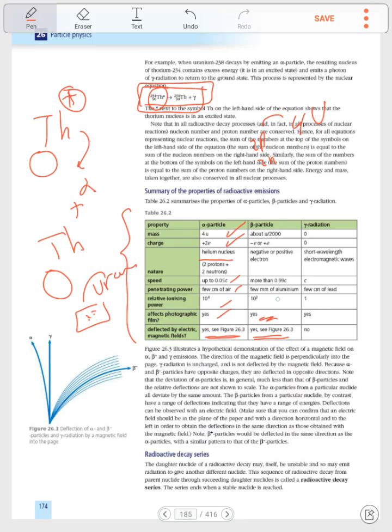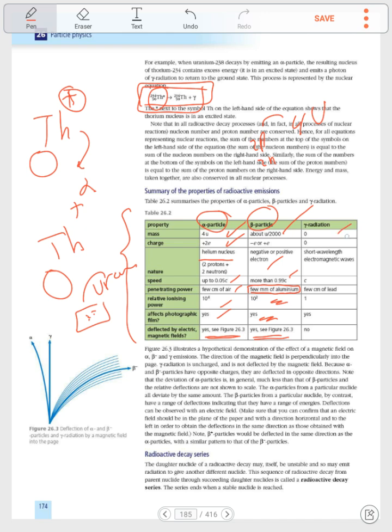Its relative ionizing power is less because most of its energy is used to penetrate, so it can penetrate a few millimeters of aluminum. Alpha can be stopped by paper. Beta can be stopped by metals or a few millimeters of aluminum. Its speed is about 0.99 of the speed of light, almost the speed of light, and it's negatively charged if it is an electron and positively charged if it is a positron. Its mass is about 1 atomic mass unit divided by 2000.